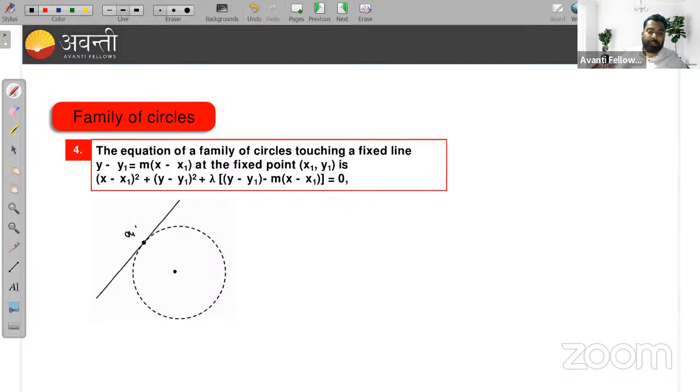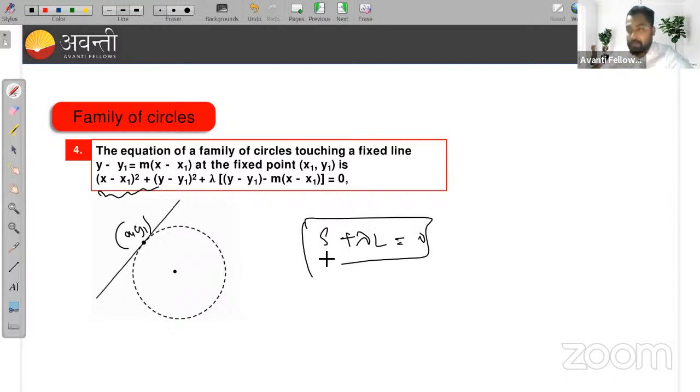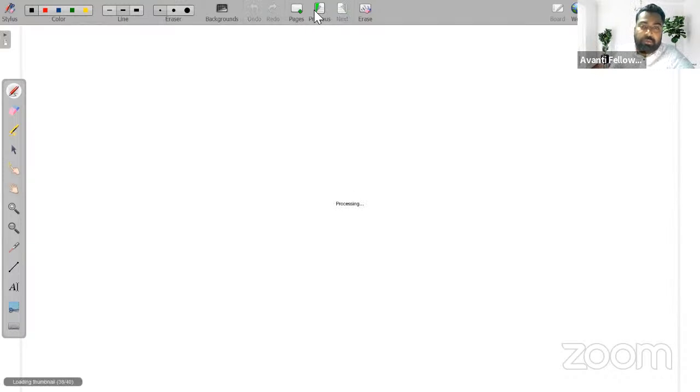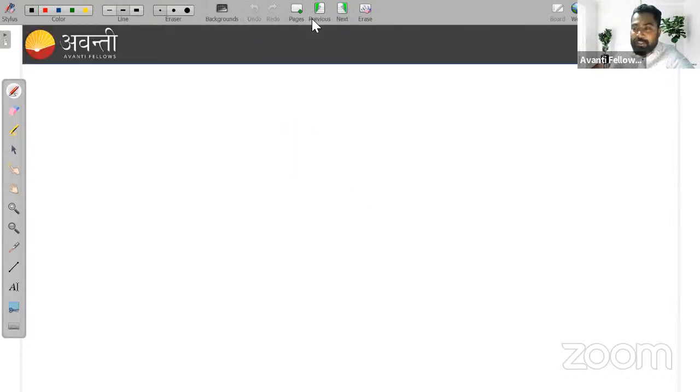Suppose this point is x1, y1. Then the equation of the line will be y minus y1 minus m into x minus x1 is equal to 0. And the equation of the circle passing through these points will be x minus x1 square plus y minus y1 square. So here also we are getting S plus lambda L is equal to 0. This represents the family of circles also. Clear, everyone? These are the concepts which we have covered in the previous 3 classes.